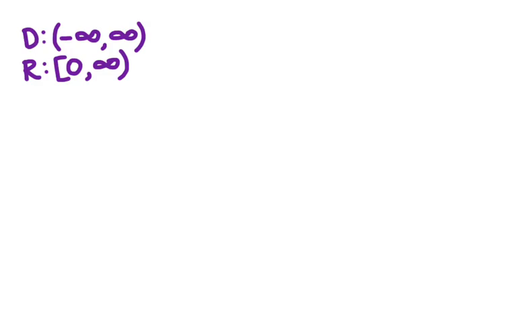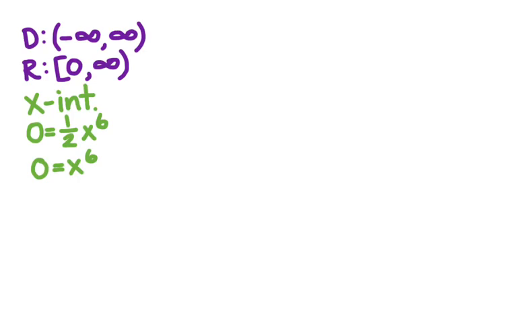Next thing we're going to look at is the x and y intercepts. So for the x-intercept, this is where you're going to plug in 0 for y and solve. So if I say 0 equals 1/2 x to the 6th power, I want to solve for x. So first step I'm going to do is multiply by 2 on both sides. Well, that will leave me with 0 equals x to the 6th power, and then I could take the 6th root of both sides, and x is still going to equal 0. So my x-intercept is 0, 0.